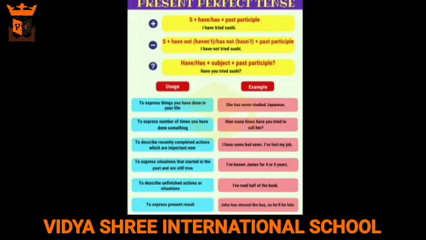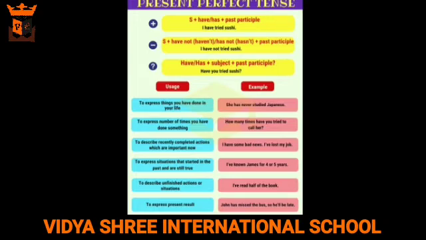For example, she has never studied Japanese. It is used to express the number of times you have done something. For example, how many times have you tried to call her? So here we have used present perfect tense. It is used to describe recently completed actions which are more important now. For example, I have some bad news. I have lost my job.